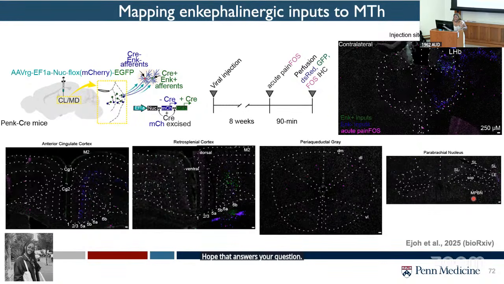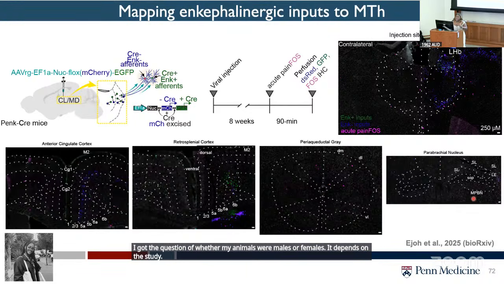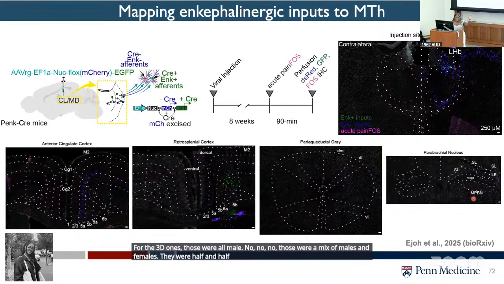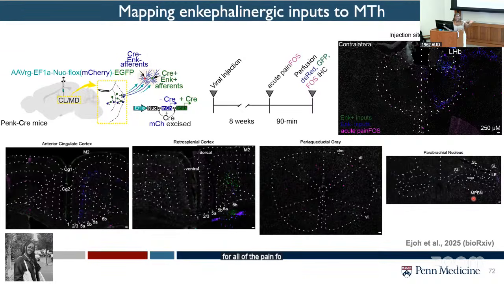I got the question of whether my animals were males or females. It depends on the study. For the anatomical tracing studies, the 3D ones, those were all male. No, those were a mix of males and females. They were half and half, for all of the pain FOS mapping, 3D and slice by slice. For the opioid receptor atlas, those were also half male, half female mice. And the enkephalinergic projections were all male mice.